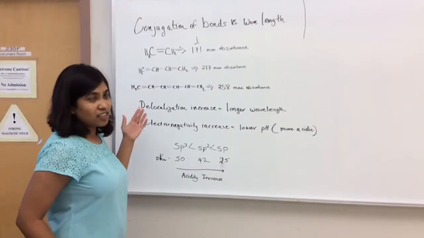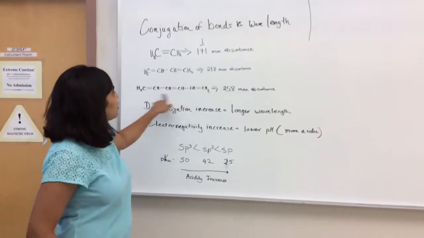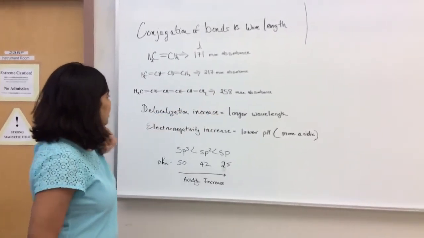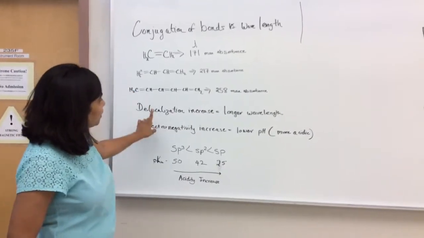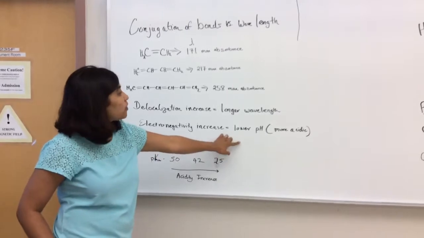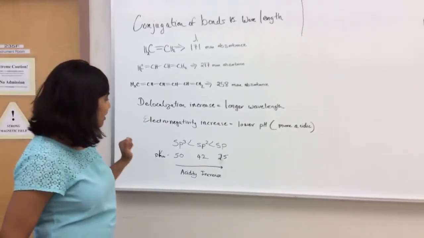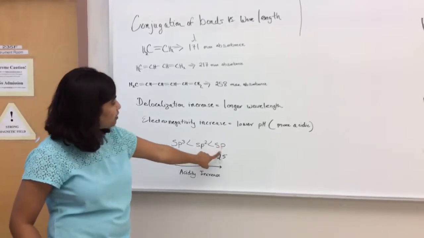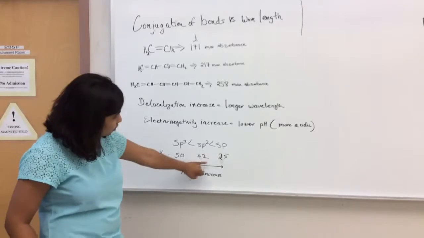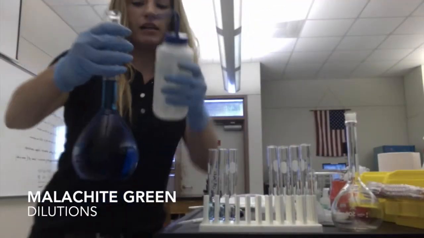This is the conjugation of bonds versus the wavelengths. As the conjugation of bonds increases, the wavelength also increases. The higher the wavelength, the electronegativity increases and the pH is lowered. Also the bond angles, the SP3, SP2, and SP1, as this lowers, the pK value also lowers and the acidity of the malachite increases.